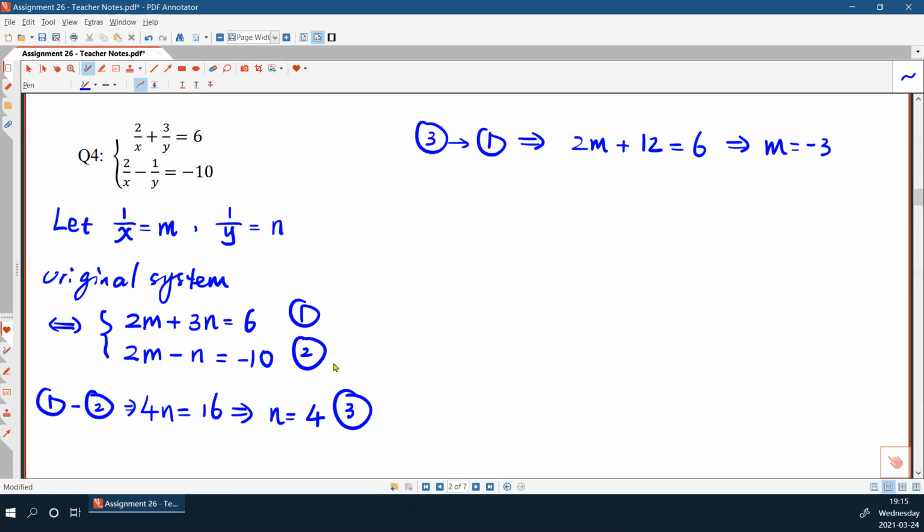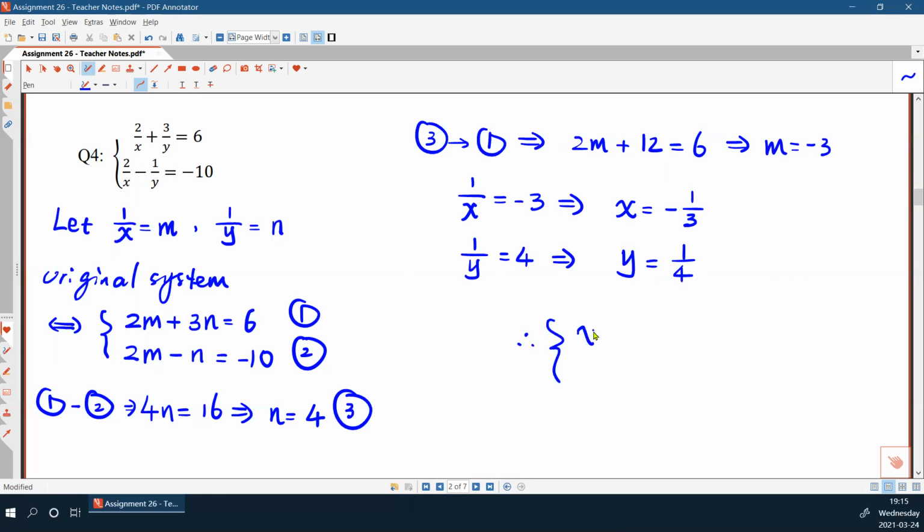Okay, so n is 4, then m is minus 3 means 1 over x is minus 3. So this means x is minus 1/3. n is 4, that means 1 over y is 4. Okay, that means y is 1 over 4. So the final solution is x is minus 1 over 3, and y is a quarter, right? Okay, have a look at that. Any questions?